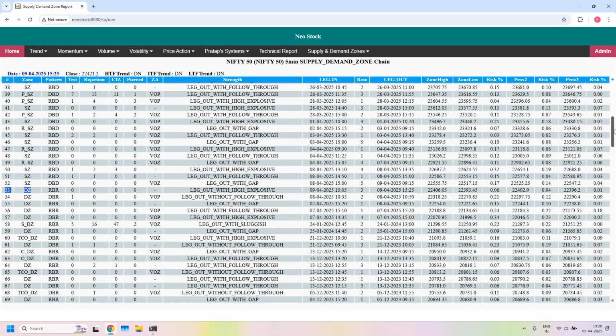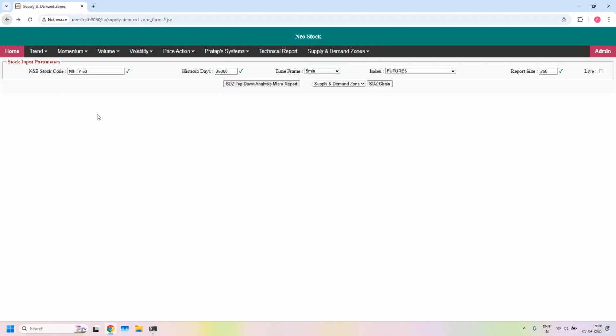So we have completed the Nifty supply demand zone chain generation. Next we will generate the Bank Nifty supply demand zone chain. Going back, changing the name Nifty 50 to Nifty Bank. Nifty Bank is nothing but Bank Nifty. In the monthly time frame, generating the monthly supply demand zone chain for Bank Nifty.